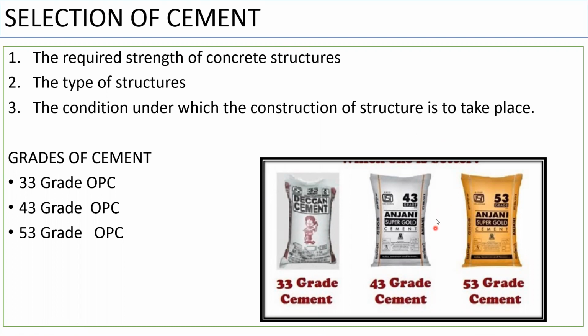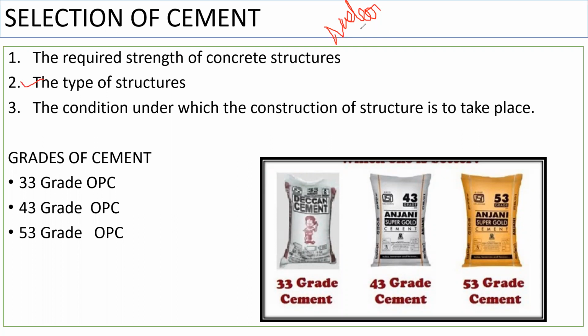Let us say you're putting up huge structures like a nuclear power plant, or some other structures which are of great importance. In that case, strength is important, and the strength we get depends on the cement that we are going to use. So the required strength of the cement depends on the concrete structure, what kind of structure you're putting up. Second is also the type of structure.